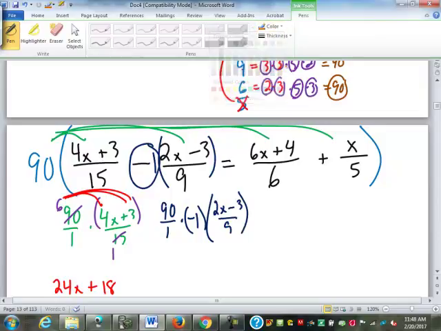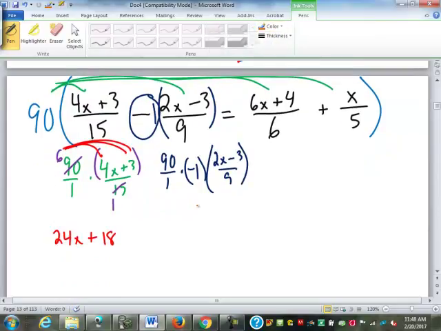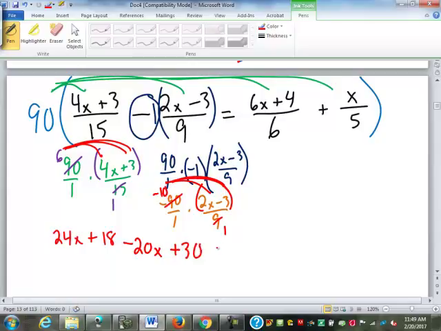What I'm going to do is this. I'm going to combine the 90 and the negative 1. So this will be negative 90 over 1 times 2x minus 3 over 9. My negative 90 and my 9 will cross cancel to give me 1 and negative 10. So it'll be negative 10 times 2x minus 3. So negative 10 times 2x is negative 20x. Negative 10 times negative 3 is a positive 30. And that brings me to my equal sign.